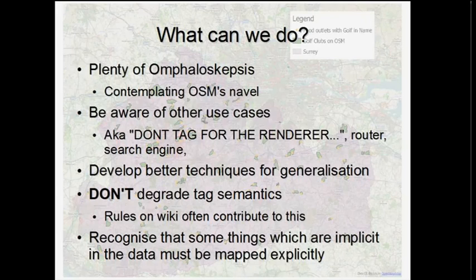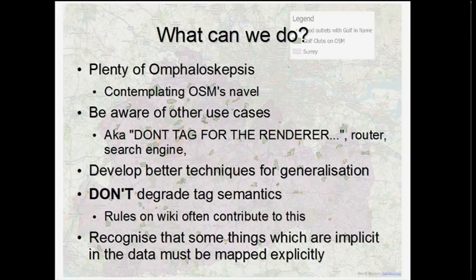So I'd ask you not to tag for the renderer, not just for the router, not just for the search engine. In general, we need much better techniques for a whole host of generalizations, cartographic generalization, summarizing tags which are in a long tail into more coherent, higher level groups. Please don't degrade the tag semantics. That really makes things bad.